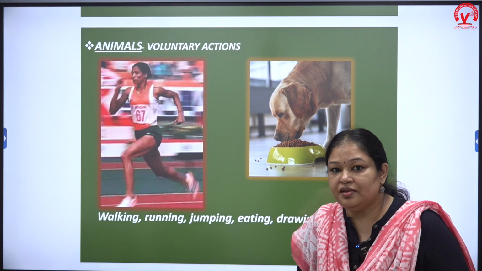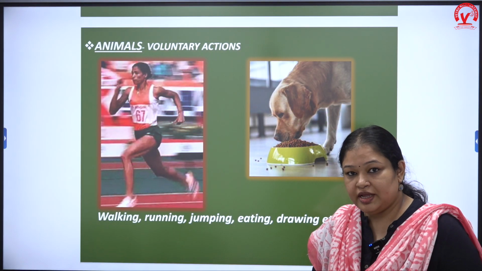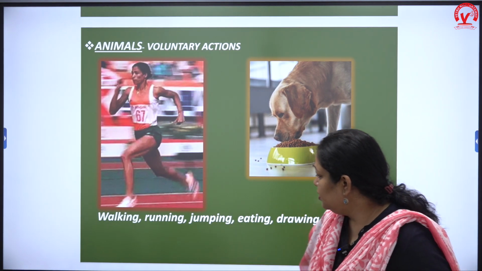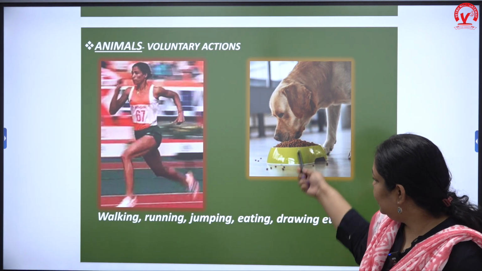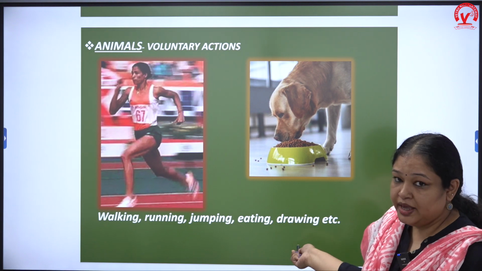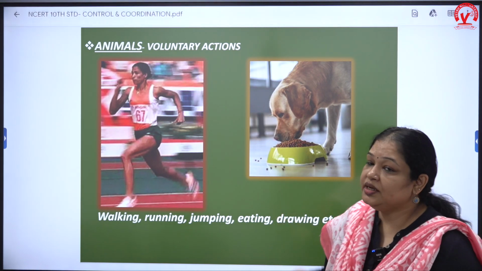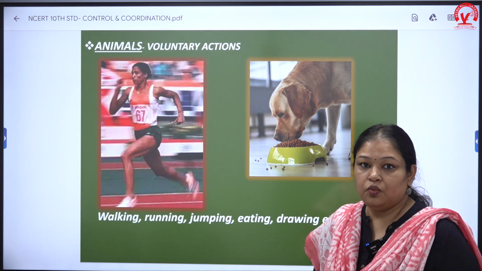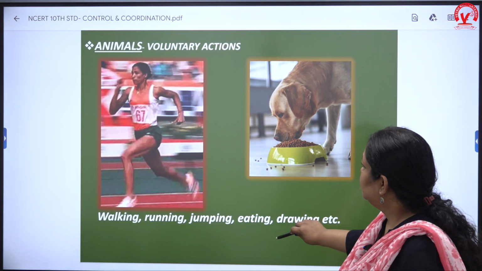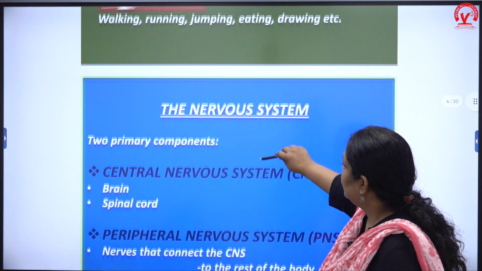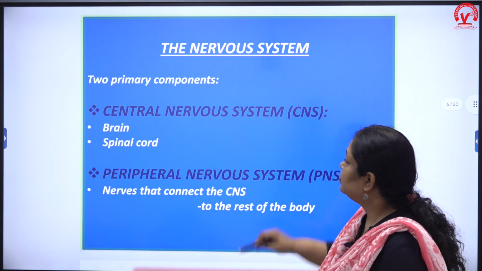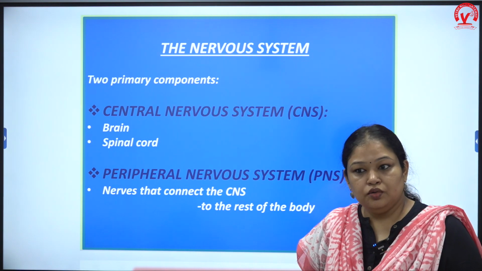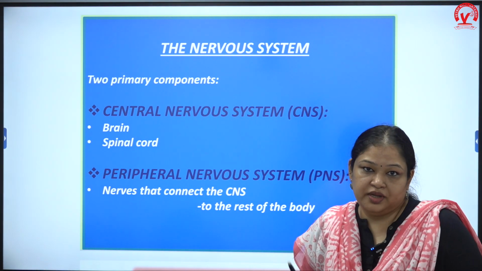Voluntary action in animals. Like I said, we are also animals. So running, walking, jumping, eating, drawing, all those things are voluntary actions when we choose to do it consciously. That is a voluntary action. How are all these controlled? How do you know how to do a voluntary action and how to do an involuntary action, how does it happen?